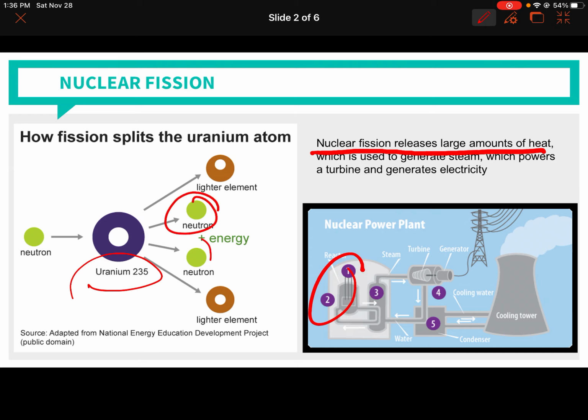So these neutrons that are released as it breaks down into lighter elements start a chain reaction and bounce all off of that uranium that is all through the fuel cells here.